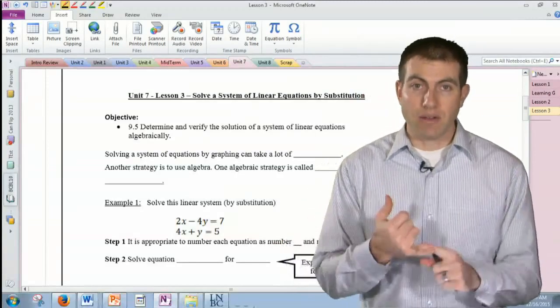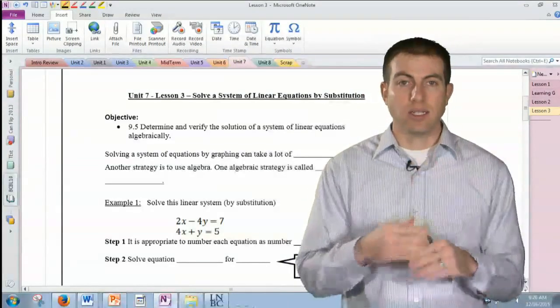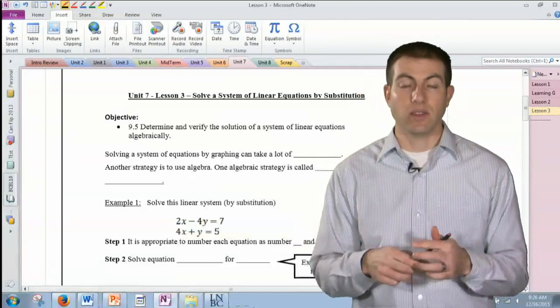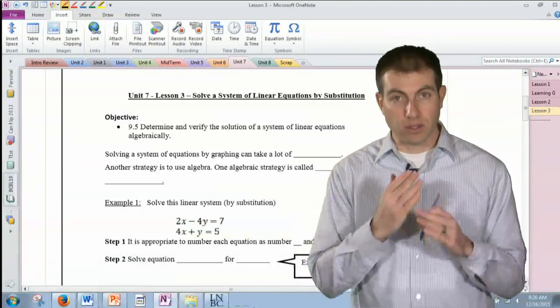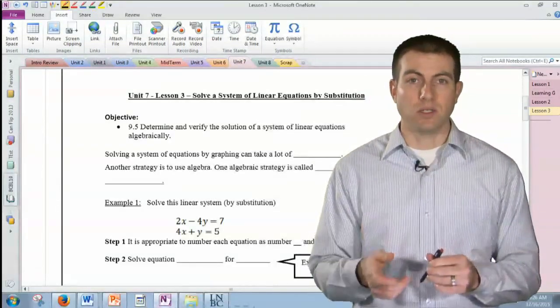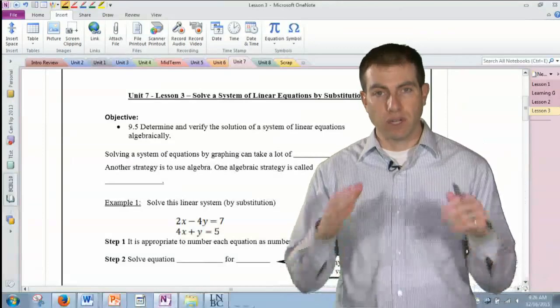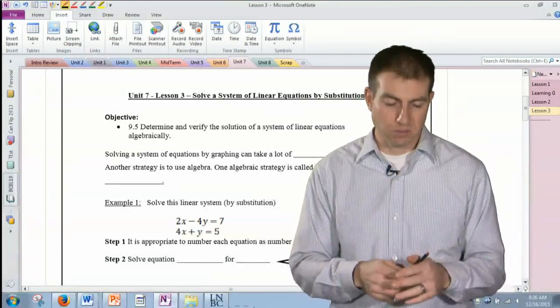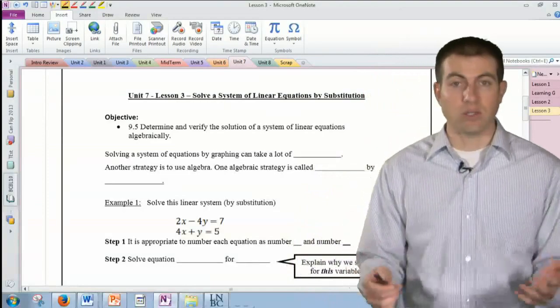Last week we did graphing to find out where those lines intersected. Yesterday we did elimination, where we added or subtracted two equations together to figure out what x and y were, or where those equations intersected. Today we're going to solve by substitution. So the exact same thing. We're trying to figure out where our lines are crossing. Where they cross is the solution to the system. And we're just going to look at doing it a different way.